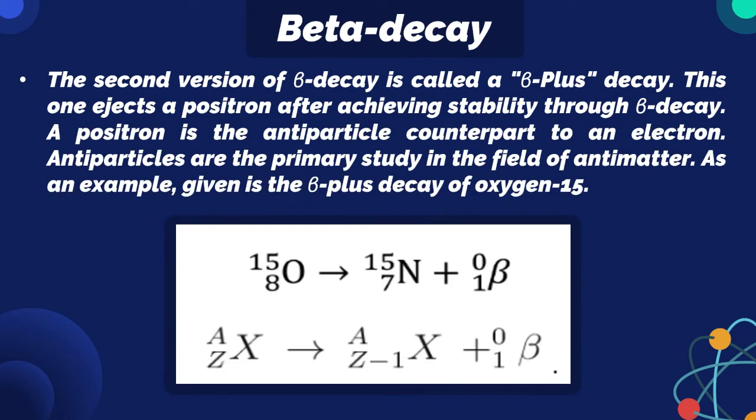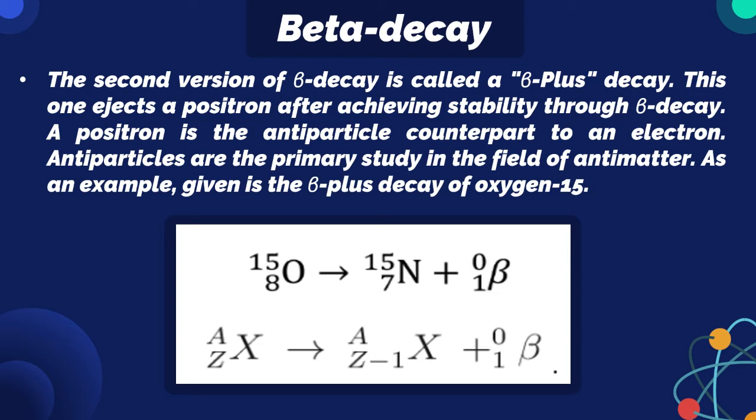The second version of beta decay is called B+ decay. This one ejects a positron after achieving stability through beta decay. Ano ba ito tinatawag ng positron? So, positron po ay mga positive po na electron. So, a positron is the antiparticle counterpart to an electron. Antiparticles are the primary study in the field of antimatter. As an example, given is the B+ decay of oxygen-15.